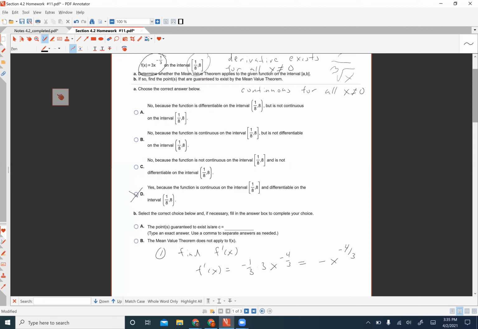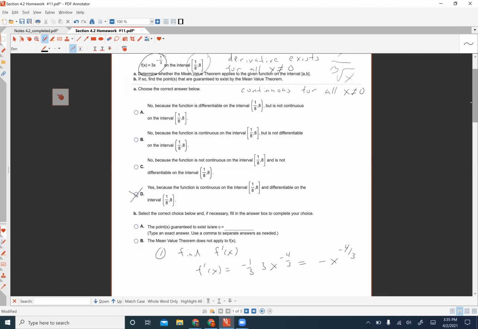Okay, so now B. Select the choice below, and if necessary, fill in the answer to complete your choice. Well, we know it's not B. We know the mean value theorem applies. So now what they're saying is find c such that f prime of c is equal to the average rate of change from 1/8 to 8.